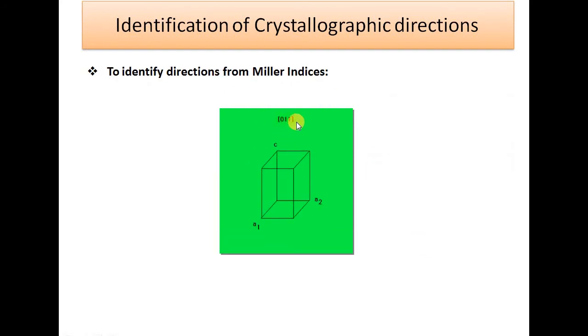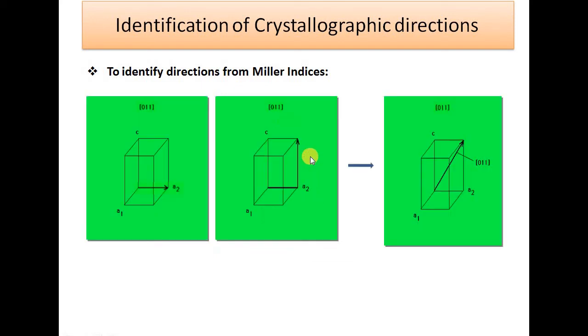Similarly, here we have the Miller indices 0, 1, 1. So we will move 1 unit towards the y-axis and 1 unit towards the z-axis like this, as there is no intercept on the x-axis. So we will take the resultant of these two vectors, and the resultant gives us the given crystallographic direction. It means we are finding here the resultant crystallographic direction from these Miller indices, which is 0, 1, 1.